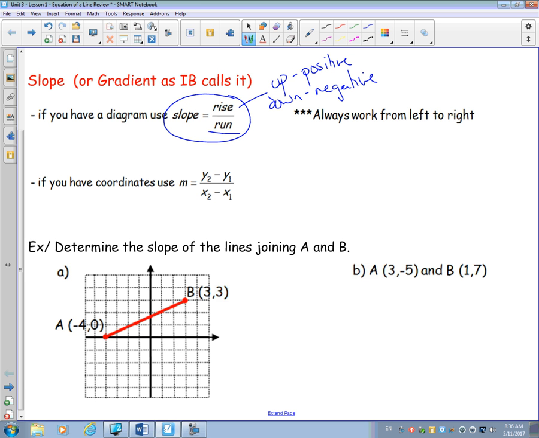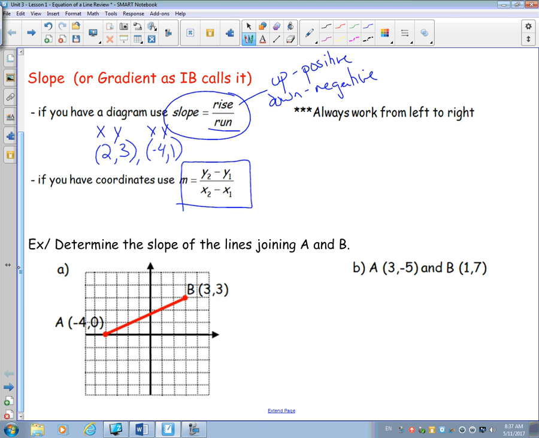If you don't have a picture, however, and you have just coordinates, for instance, (2, 3) and (-4, 1), well, then we have a formula for slope. The formula for slope is y2 minus y1, so reminders, x and y, and you'd have to subtract the y's and then divide by the difference between the x's. So let's take a look at this first example here.